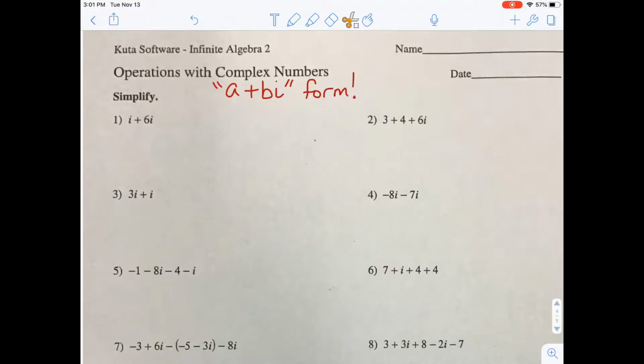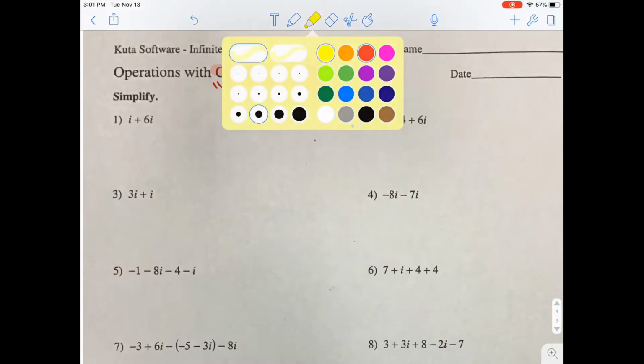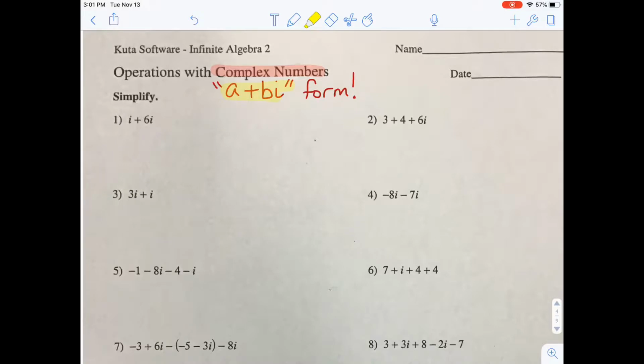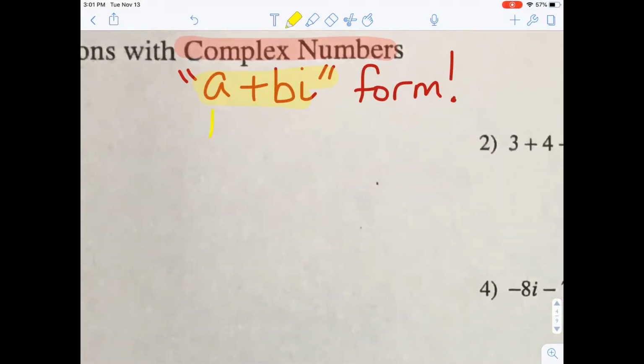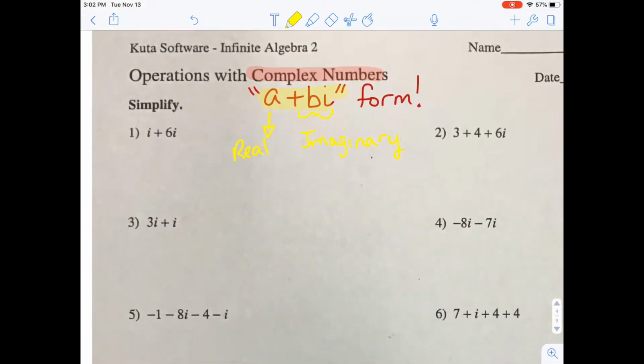Okay, so today we are going to add, subtract, and multiply with the letter i. Or in this case, it's going to be complex numbers. Complex numbers are written in the form of a plus bi. a is going to be our real number, and bi is going to be the imaginary component of the complex number. So let's start pretty simple here.